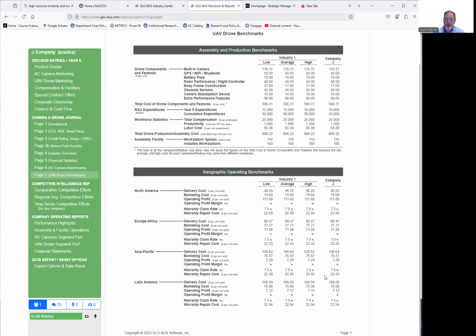I've covered the camera and drone journal and given you a little insight so that when you take a look at the results tomorrow morning, you'll see how you did and you'll have some context for that.